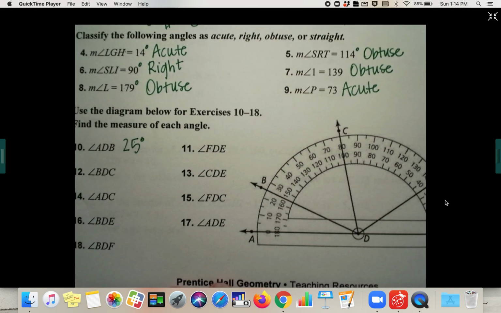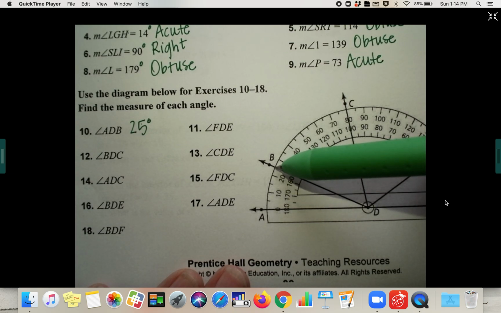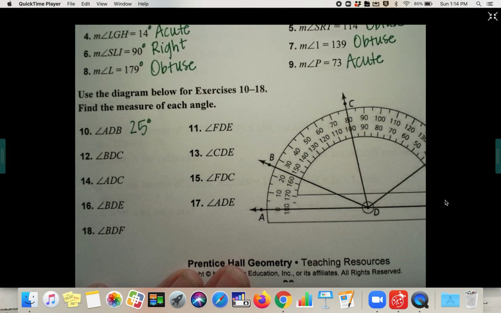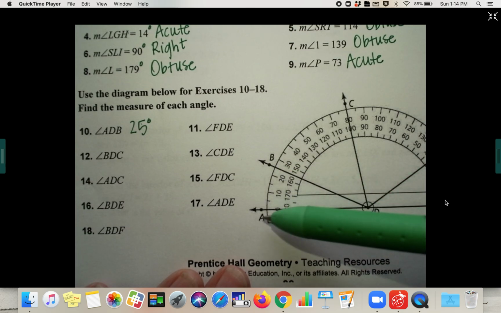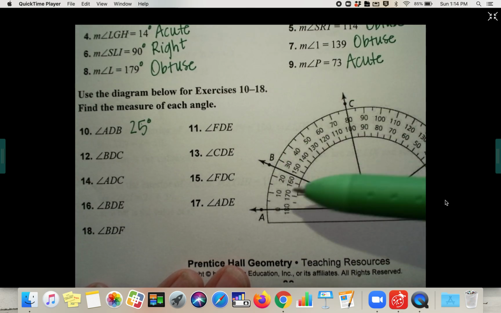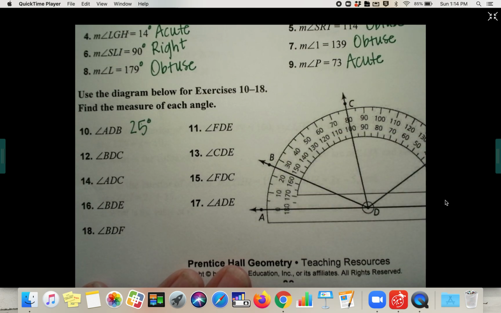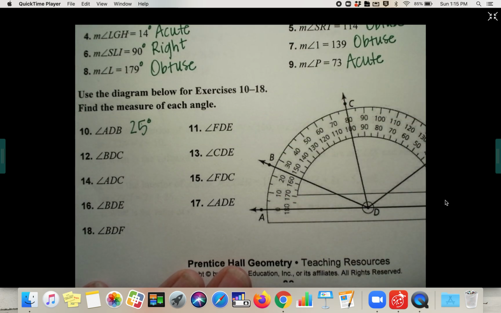One of the things I don't want you to get confused about is it's actually also on 155. If you look, it's on 155, and it's also on 25. It just depends on if you look at the inside or the outside. And I just want you to make sure it makes sense to you. Obviously, this is a tiny angle. It's not even a 90-degree angle, so we're going to go with the smaller numbers up here, the acute numbers up top. So just make sure it makes sense to you. It wouldn't be right to say 155 degrees when it's a tiny acute angle.